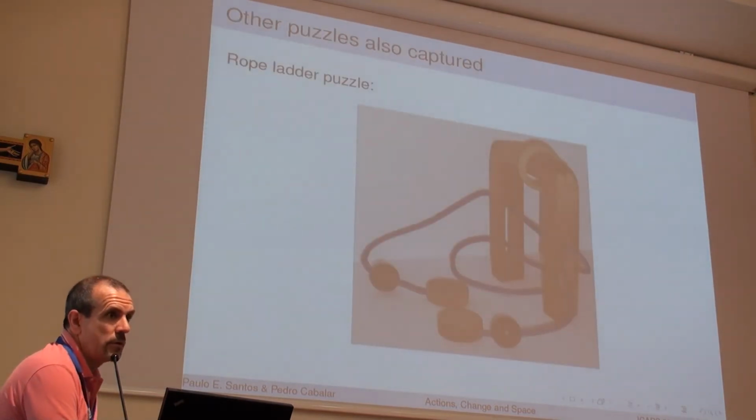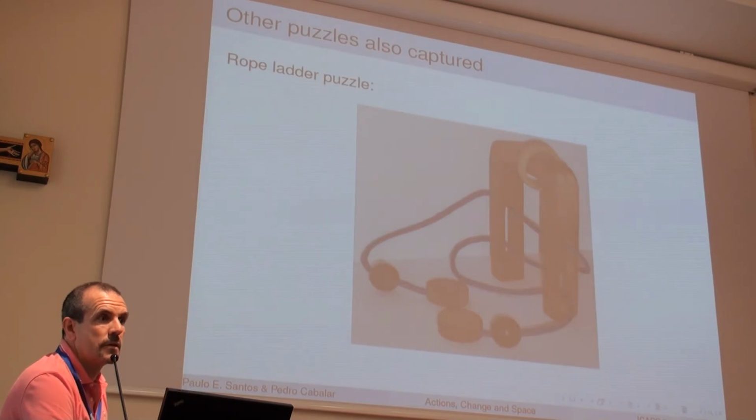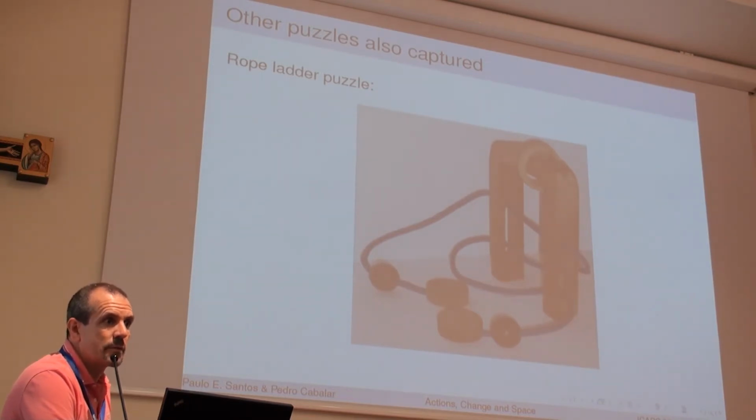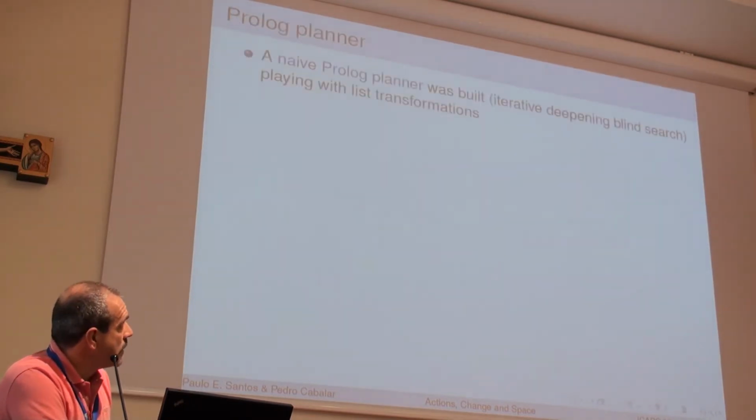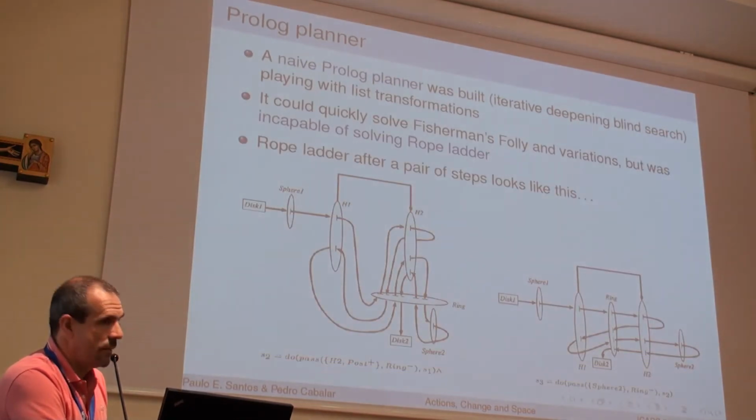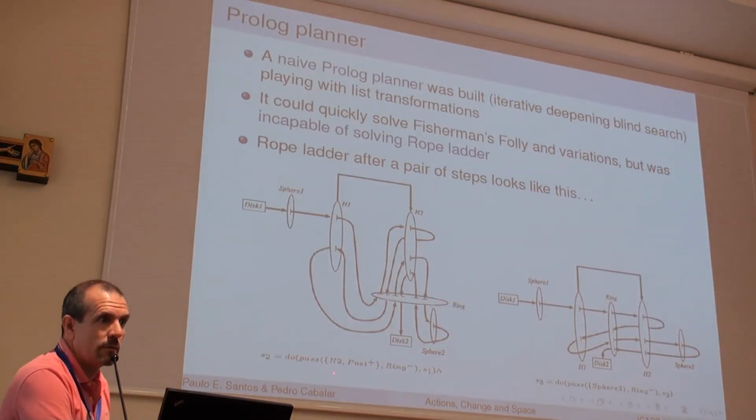In the paper, we also solved other puzzles in the same family that require the same set of functions. So, for instance, this is the rope ladder. It requires 12 steps to solve, but things get quite messy. This is just the second step, right?